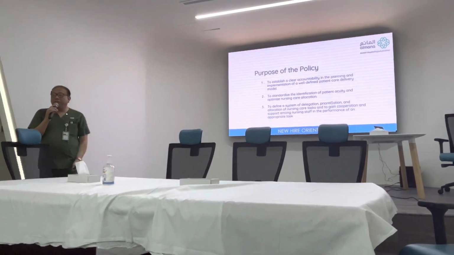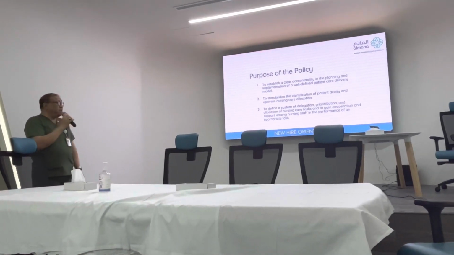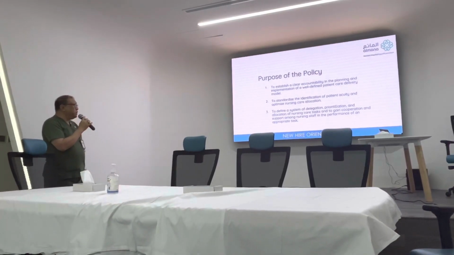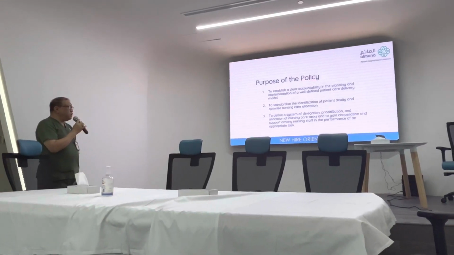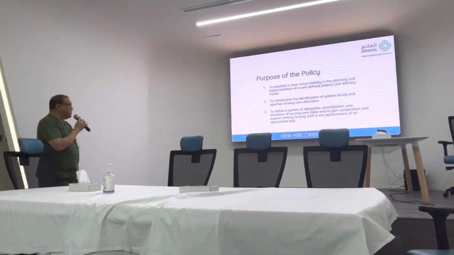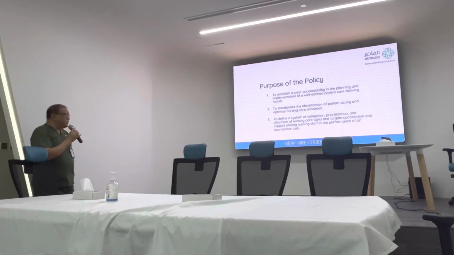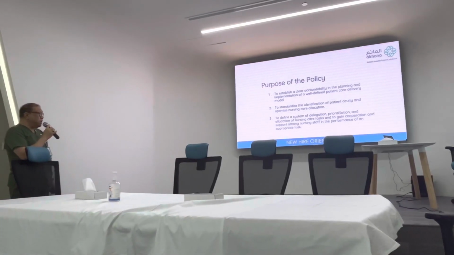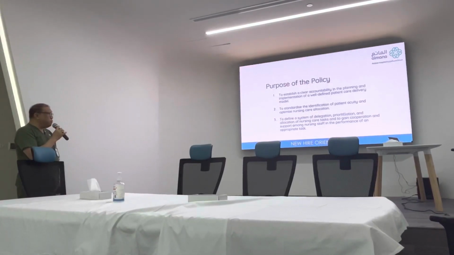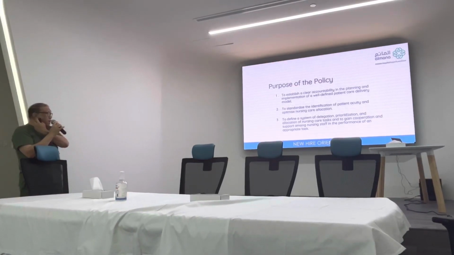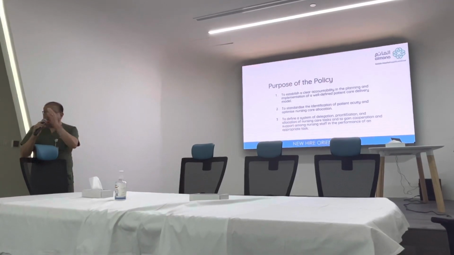What is the purpose of our policy on this? Number one, to establish a clear accountability in the planning and implementation of a well-defined patient care delivery model. Number two, to standardize the identification of patient acuity and optimize nursing care allocation. And number three, to define a system of delegation, prioritization, and allocation of nursing care tasks, and to gain cooperation and support among nursing staff in the performance of an appropriate task. This is also to avoid duplication of responsibility, so it should be clearly defined.